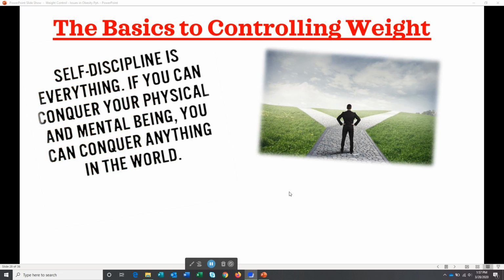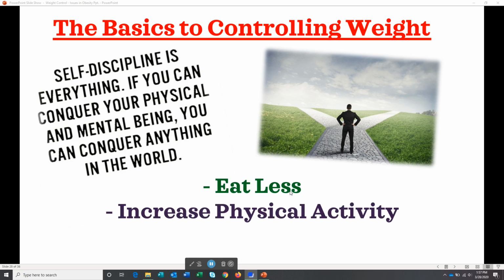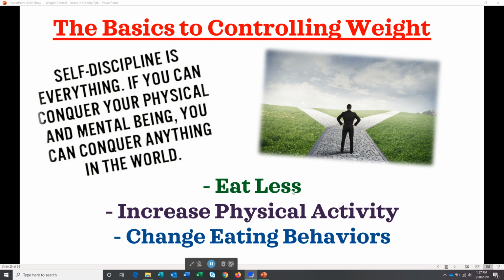The basics to controlling your weight. Self-discipline is everything. You can conquer your fears and anything in the world if you put your mind to it. Eat less. Some of these are just obvious. Increase physical activity. That's nothing new, okay? Change eating behaviors. Those 3 things is basically a lifestyle change.